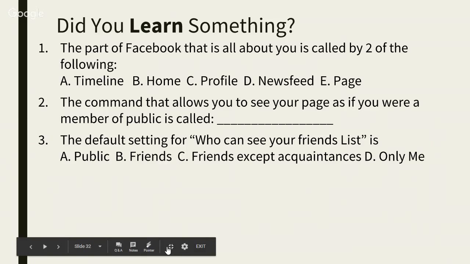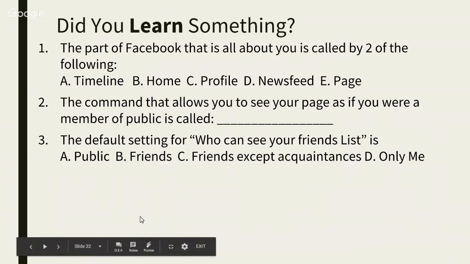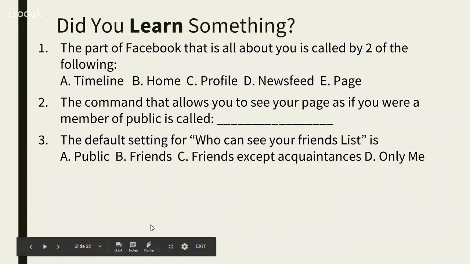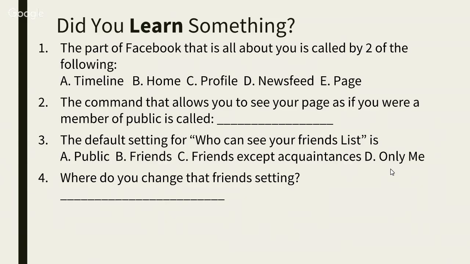The default setting for who can see your friends list is public, friends, friends except acquaintances, or only me. The default setting is public, which is why we think it's so important for that to be one setting that you do change to friends. Where do you change that? You just tap the menu button, and it's under account settings and privacy.